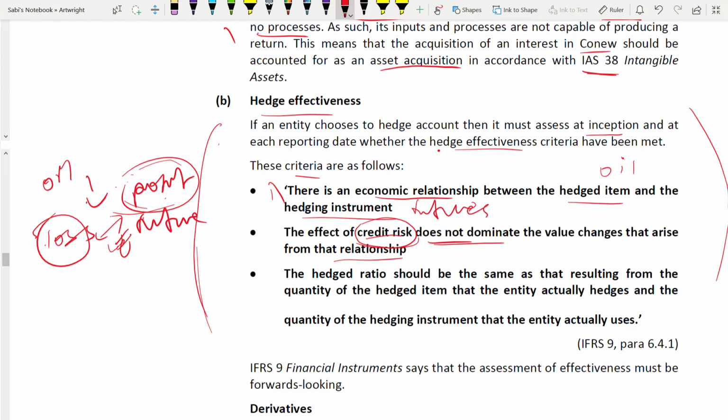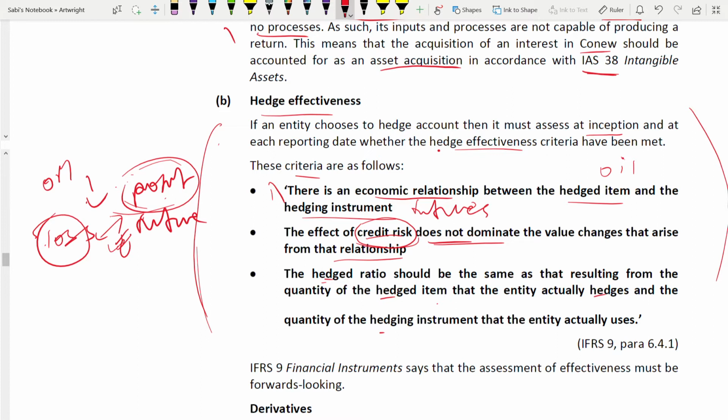Maybe with an example and numbers you'll be able to understand this better. Third point, the hedge ratio should be the same as that resulting from the quantity of the hedged item that the entity actually hedges and the quantity of the hedging instrument that the entity actually uses. Everywhere you see hedge, too much of hedge. It's very confusing. Sometimes I also get confused.